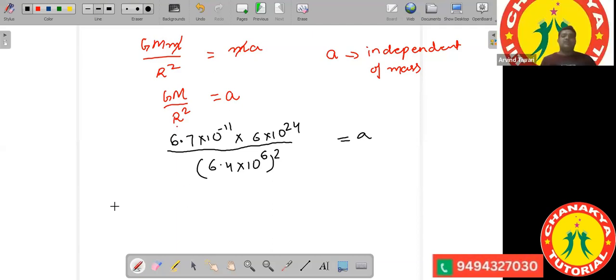So I'm also solving side by side. You should also solve. And if you observe, you'll get the value here: 6.7 multiply 6 multiply 10 to the power 24 minus 11. Then here you have the square of 6.4. That means 6.4 into 6.4 multiply 10 to the power 12.